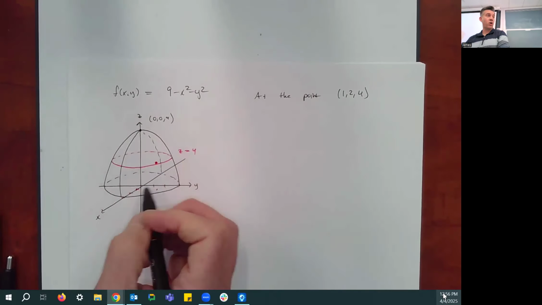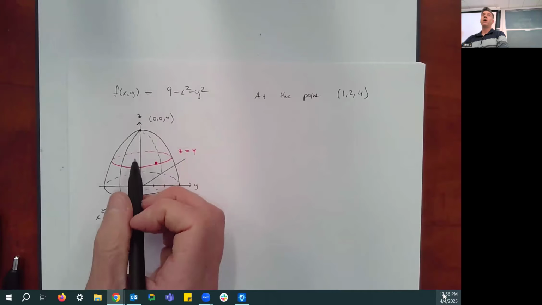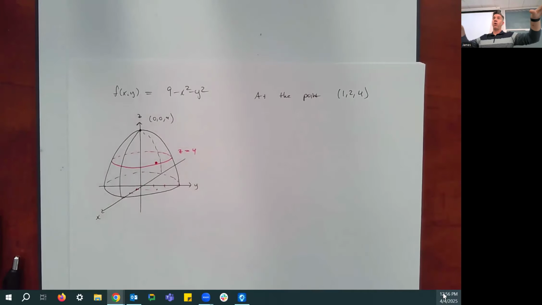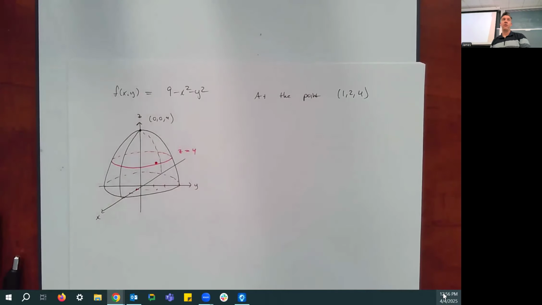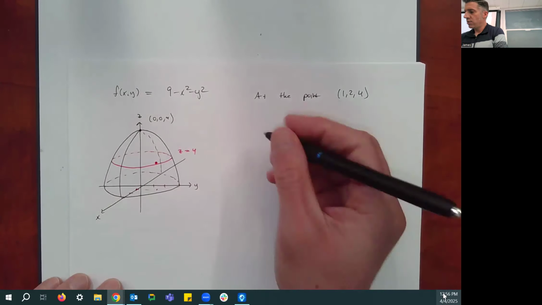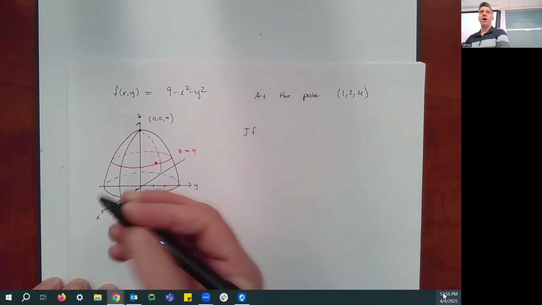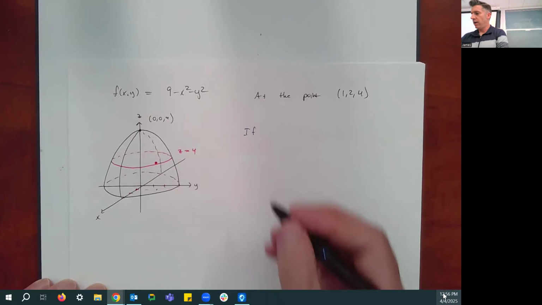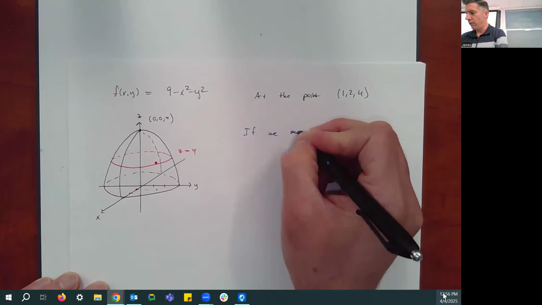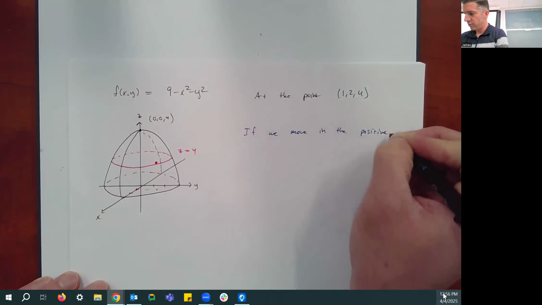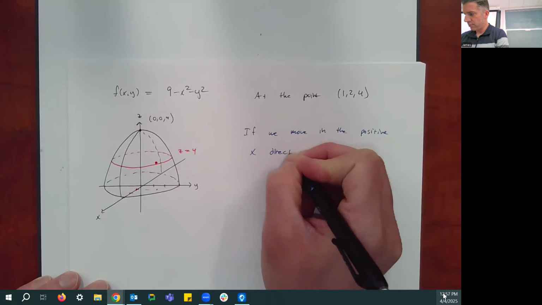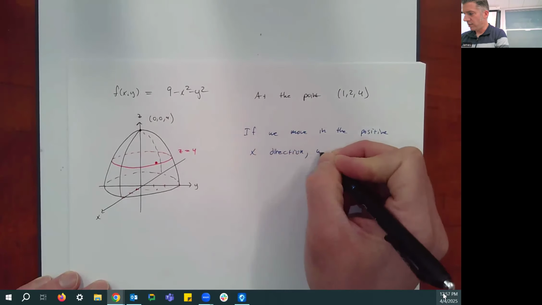So that level curve there, that circle, is at a height where z is equal to 4. And if we plugged in z equal to 4, you get the equation of a circle, x squared plus y squared equal to 5, which would have a not lovely radius. So now here's the question. If we're standing on this hill, mountain, whatever, and if we move in the positive x direction, what's the slope of the surface?